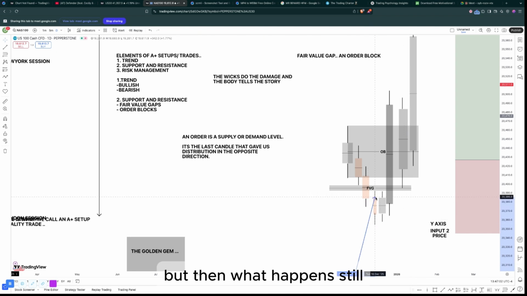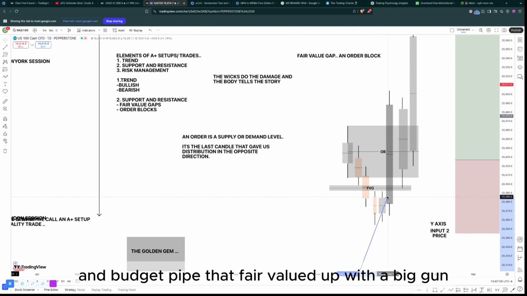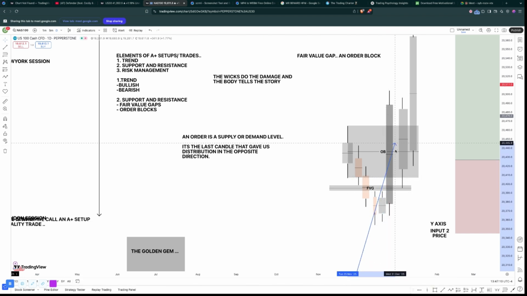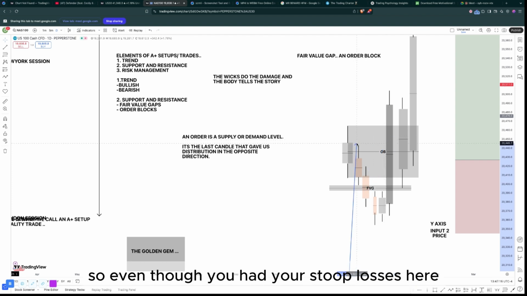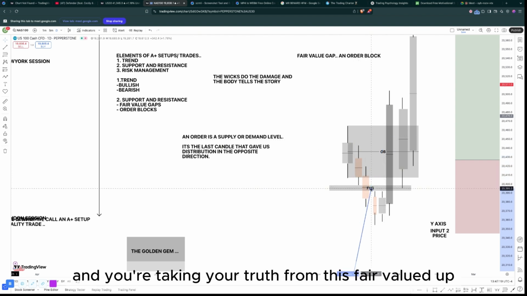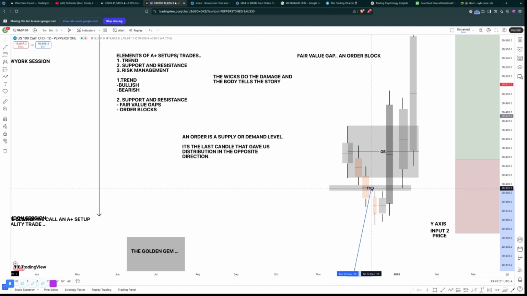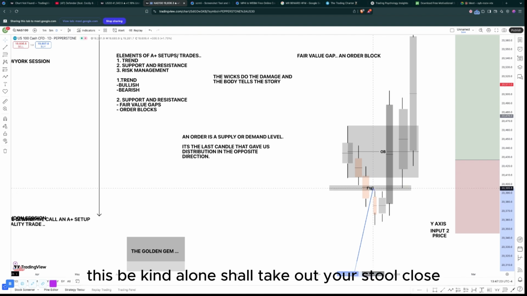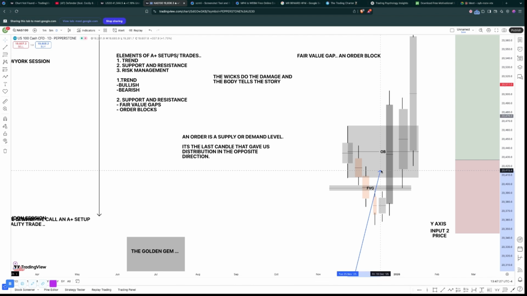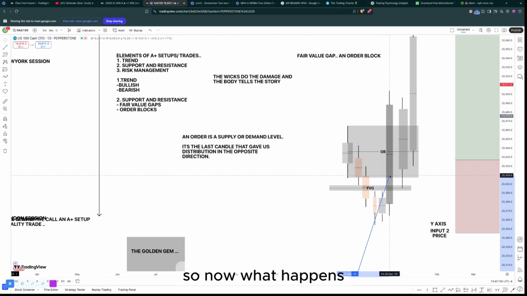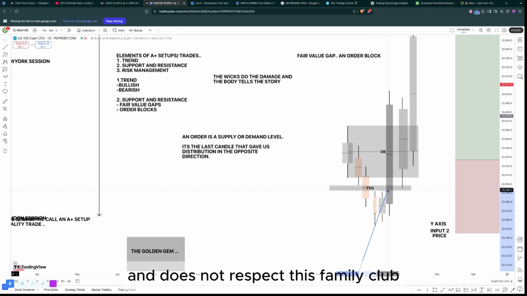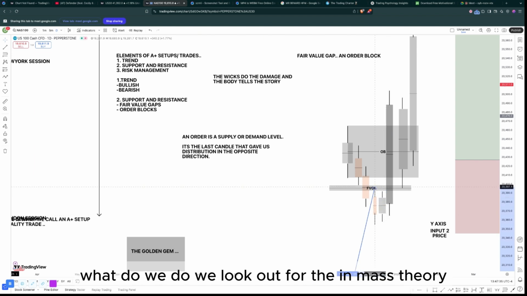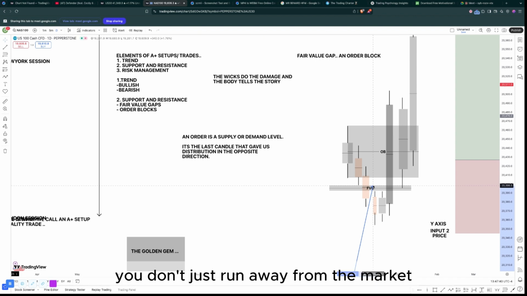But then what happens? Price came and purged that fair value gap with a big candle, this big candle that you're seeing here. It purged the fair value gap and the order blew. So even though you had your stop losses here and had taken your trade from this fair value gap, this big candle alone shall take out your stop loss. So when this big candle does not respect this fair value gap, we look out for the inverse theory. You don't just run away from the markets, you wait.